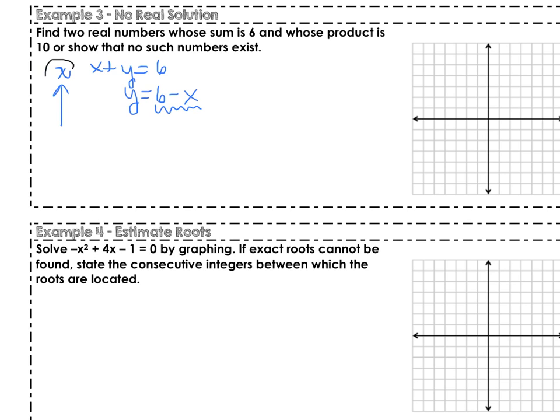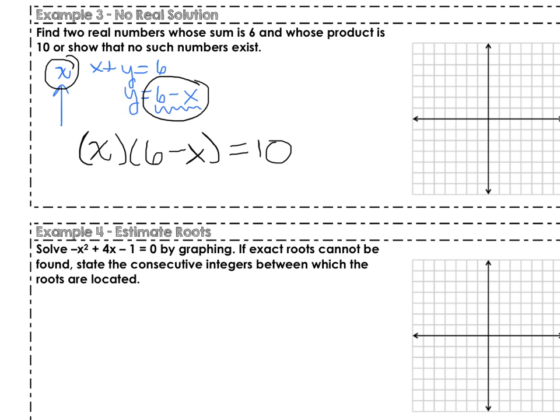So notice that we put both of our numbers now in terms of x, okay? And their product is 10. So if I take these two numbers, we have x and 6 minus x, it's equal to 10, okay? So then I just have to FOIL. We have 6x minus x squared, and we're going to subtract 10 and get it equal to 0.